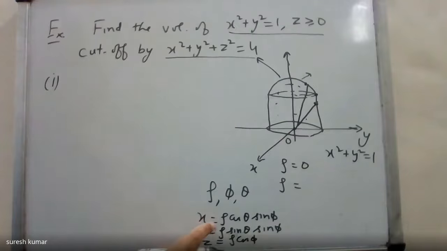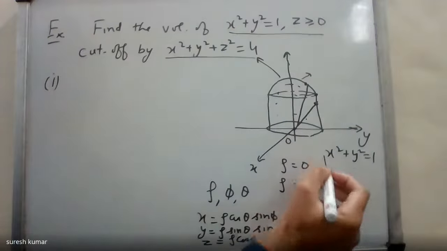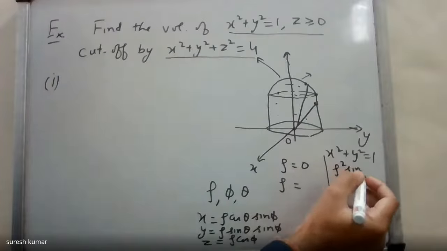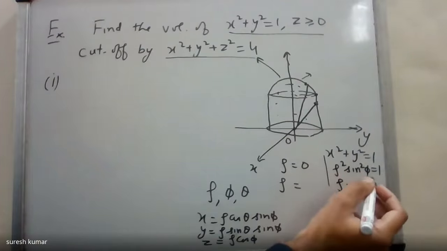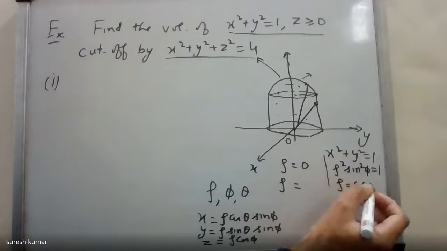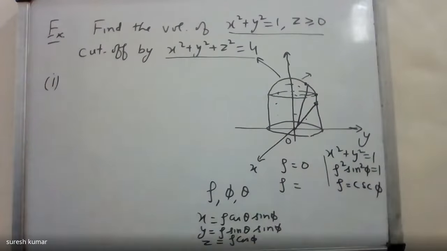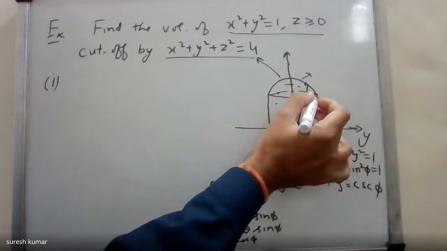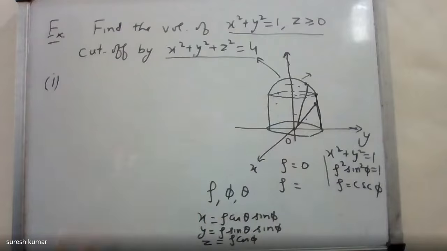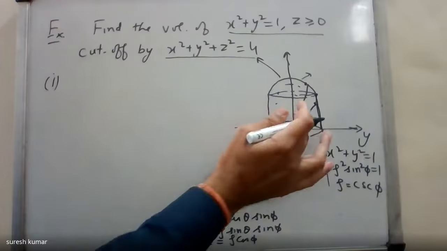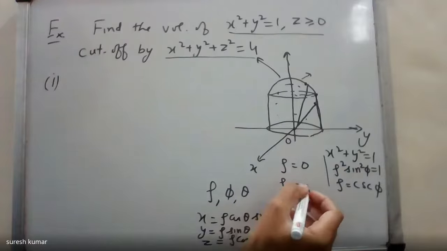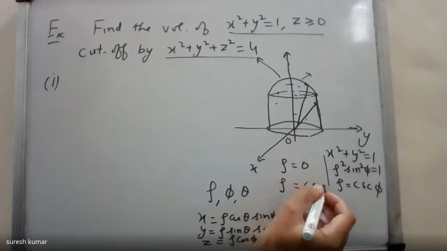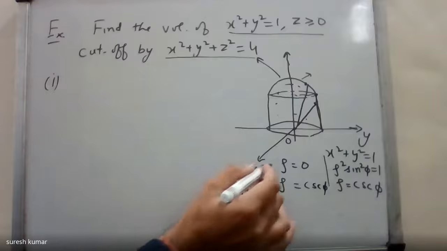Okay. So if you do x square plus y square, what do you get? Rho square sin square phi. Here you get rho square sin square phi equal to 1. From this, what is rho? 1 over sin phi, that you can say cosecant phi. So the limits of rho for this region only, the region where the line goes out of the cylindrical surface: rho varies from 0 to cosecant phi. Is it clear? Rho limits.